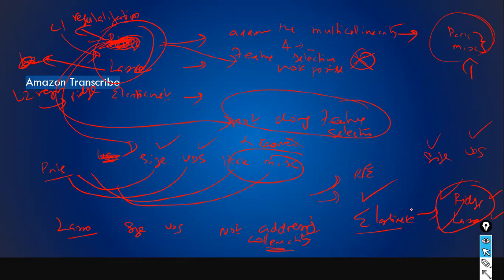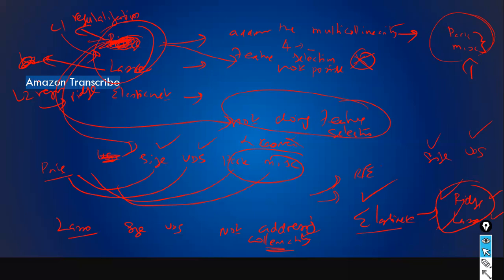Suppose all the features in your data set are statistically significant. Statistically significant means you should think that all the variables are helpful in predicting the outcome variable. But in that case, if you have collinearity, then you can simply go for ridge regression. When to use ridge regression? In that kind of situation, you can go for ridge regression.